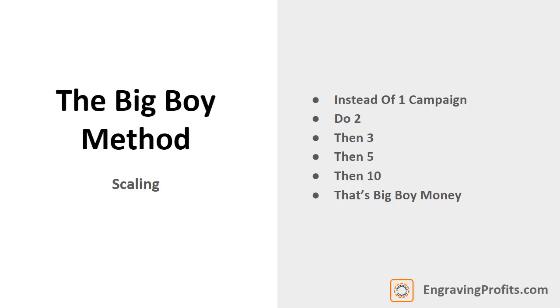The big boy method for scaling. Here we're going to the campaign level. Instead of 1 campaign, do 2. So each campaign has 1 ad set and 10 ads in it. Then 3, then 5, then 10. If you're at 10 of these campaigns running, that's a potential to be spending like $10,000 a day. Okay, that's big boy money. Now you're in the big leagues. This campaign method can handle it, and you can do it.